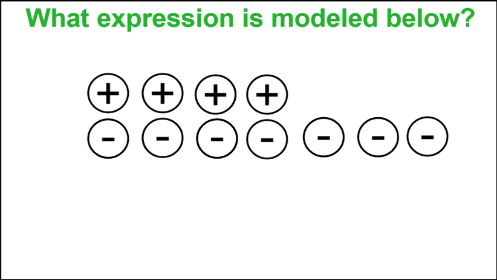All right, so how many positive I got? How many negatives I got? So what we have, if we had this as a math problem, the first way we would look at it would be 4 plus negative 7. All right, we want to think of these as addition problems, okay?